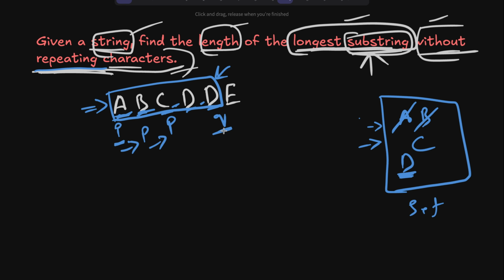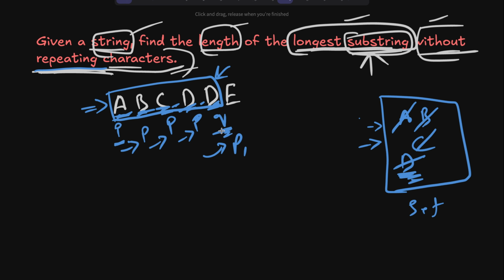Then we take the Q and we check, is D still present in the set? It is still present in the set. So we will shift the P again here and we will take the C and remove it from the set. Now we will check again. Is D present in the set? It is still present in the set, right? Then we will take the P and shift it again. So here it will be P, and before shifting we will just take the D and remove it from the set. So now D does not exist in the set, right?